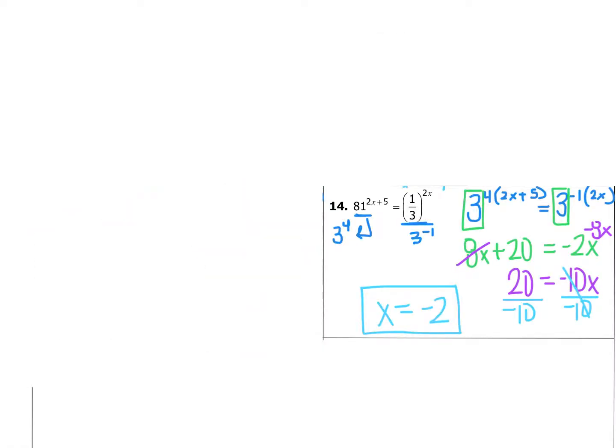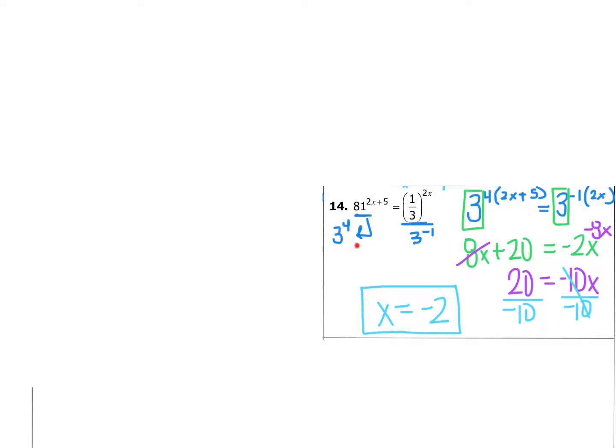And lastly, for 14, I got x equals negative 2. If you got that, go ahead and move on. If you didn't, I'll explain it now. So 81 and 1/3 are both powers of 3.